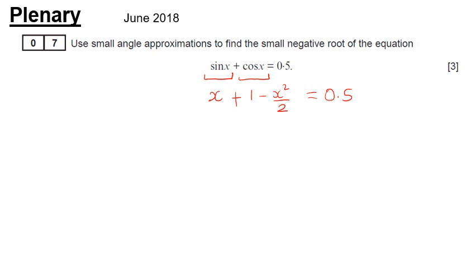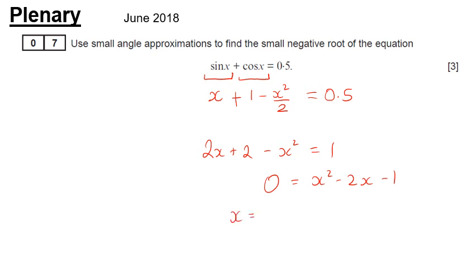So we're ending up now with a quadratic to solve. I would double everything just to get rid of that fraction. So 2x plus 2 minus x squared equals 1. Now I'm going to move everything onto one side. So if I move everything onto one side, I've got now 0 equals x squared minus 2x minus 1. And now I can solve that using the quadratic formula.